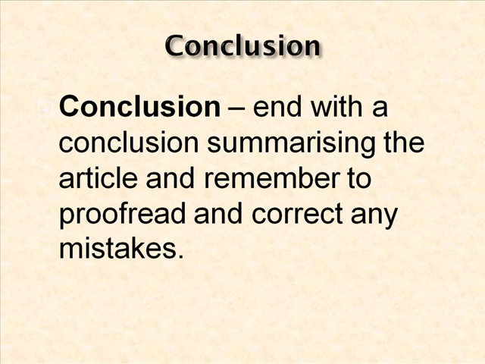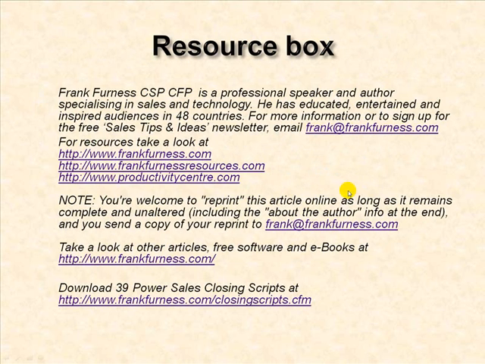Conclusion. End with a conclusion that summarizes what you've said in the article, and again remember to proofread, correct any mistakes that you've made. One of the things you've got to do at the bottom of your article is have a great resource box. Now this is what I have at the bottom of all of my articles. Frank Furness, CSP, CFP, is a professional speaker and author specializing in sales and technology. He's educated, entertained and inspired audiences in 48 countries. For more information or to sign up to his newsletter, you can see I've got that there.